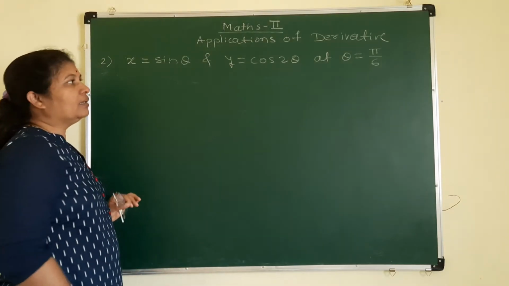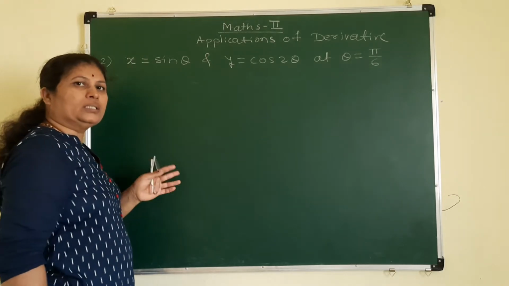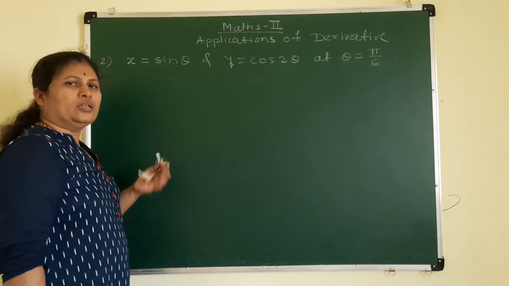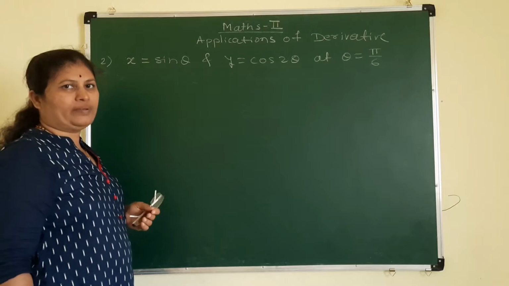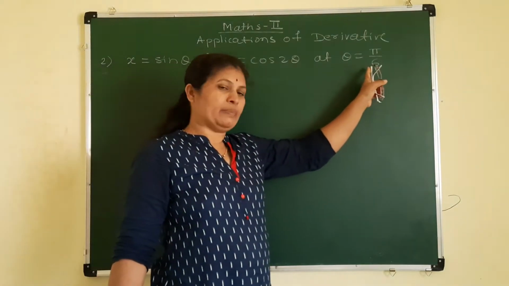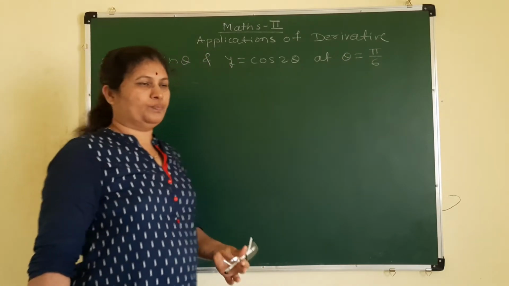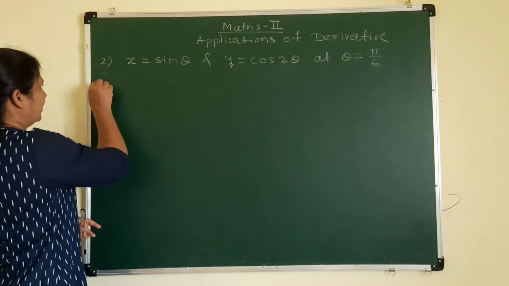The second way is there. If I can convert y in terms of x directly or x in terms of y directly, then also it is easy to directly differentiate y with respect to x. But at that time, remember, I have to convert this parameter theta is equal to pi by 6 into coordinate form. So first of all, I will do that.